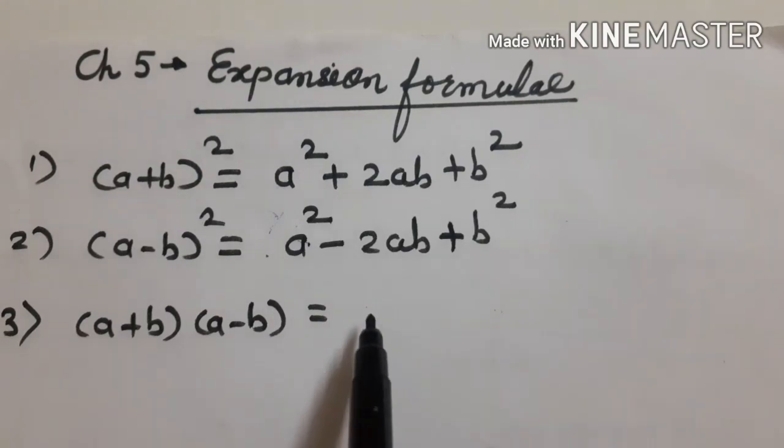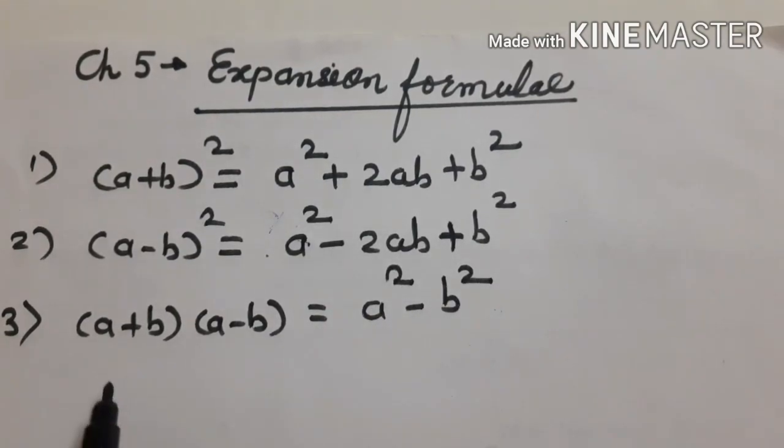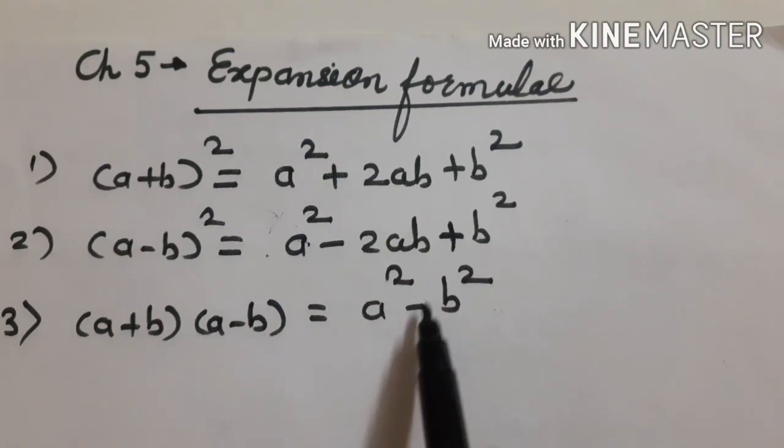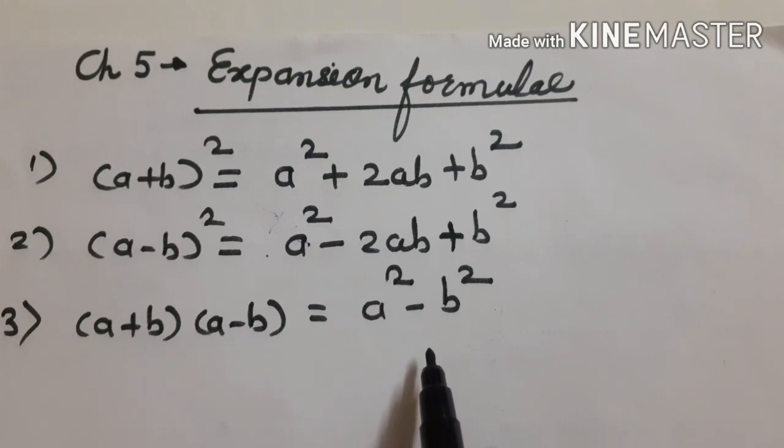And we get only first term square minus second term square. Means a plus b and a minus b, when the terms are the same and only the signs are opposite, or one sign is plus and the second sign is minus, then the middle term is cancelled. We get only a square minus b square as the expansion.